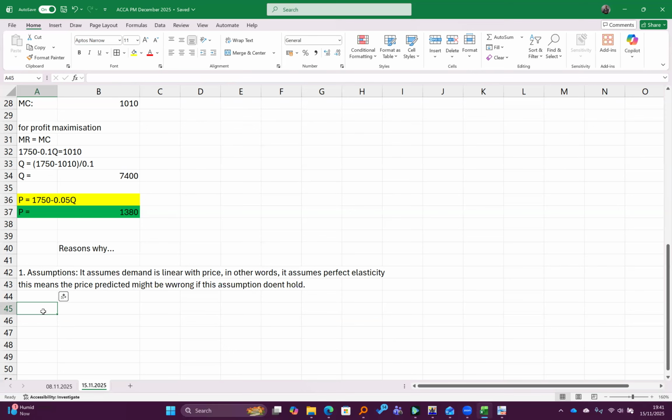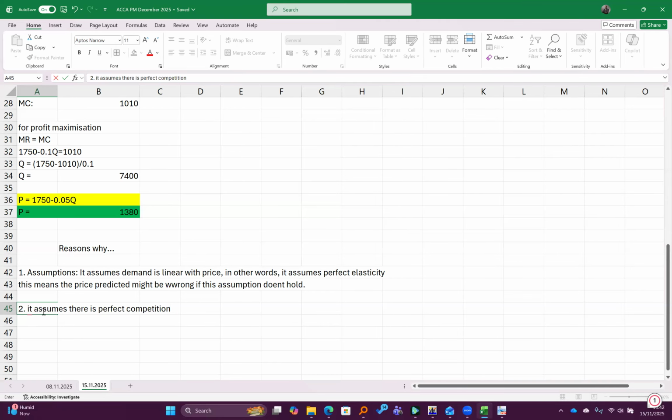The other assumption that it makes is that there is perfect competition. Okay, it assumes perfect competition, and the way it assumes it is that if the price is okay, ideally you have market share. But that's not what normally happens.